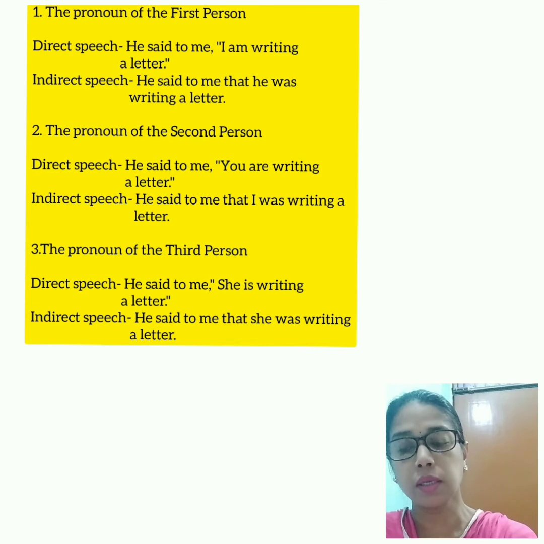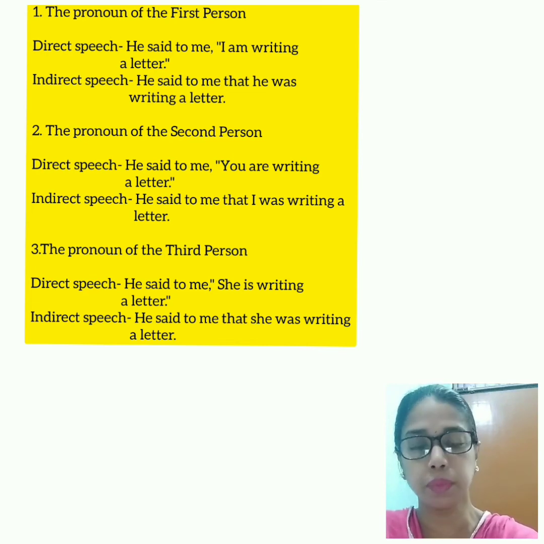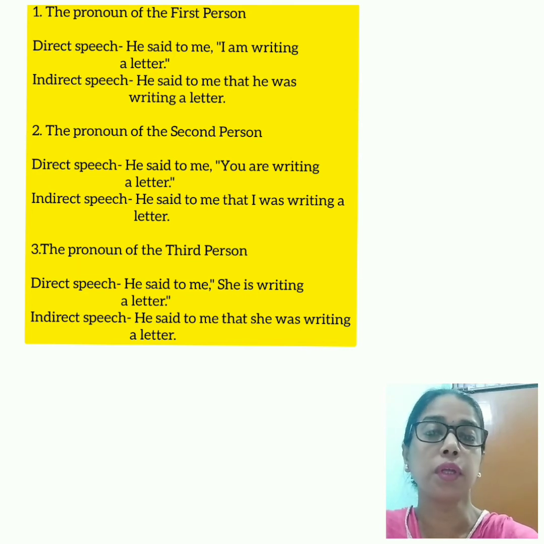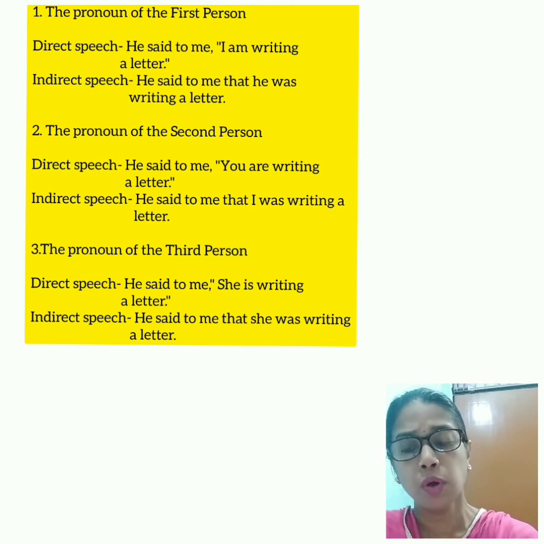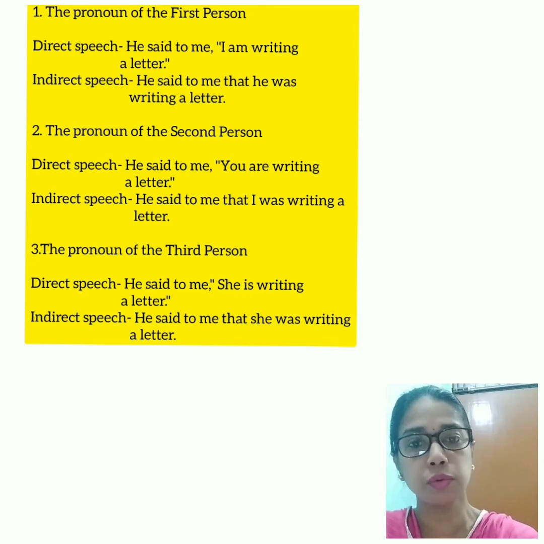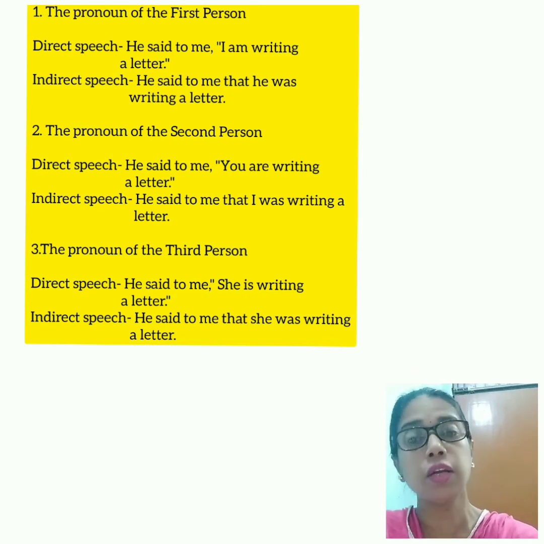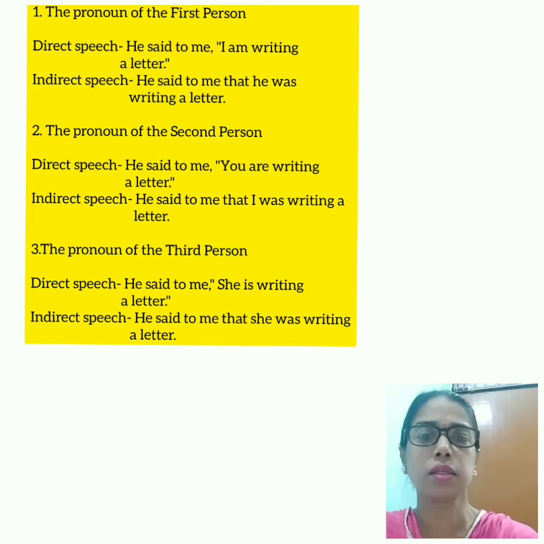Then the third one is the pronoun of the third person. Now the pronouns of the third person are like he, him, his, she, her, hers, it, its, they, them, and their. Or any name or noun that has been used in the direct speech, they remain the same. That is, it remains in the third person. So the pronouns of the third person will remain the same. No change will be done there.